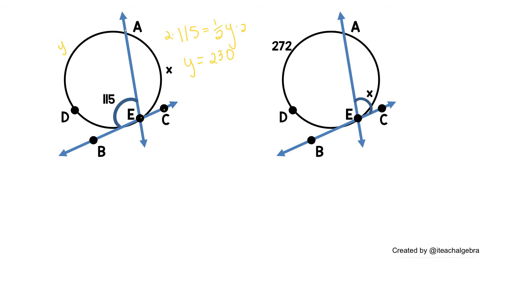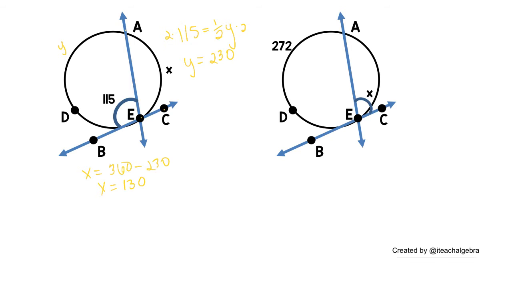Well, the entire circle is x plus y. So to find x, I do 360 minus 230. And that gives me that x is 130.